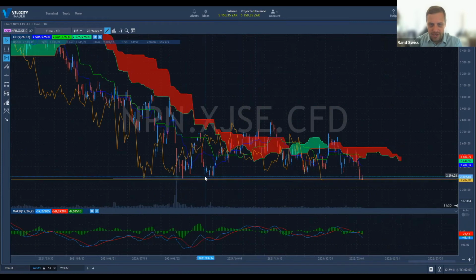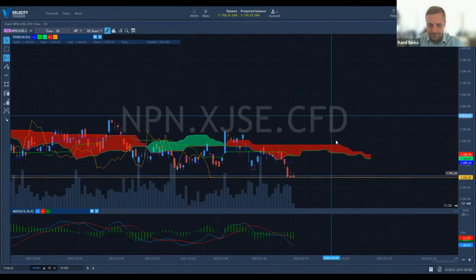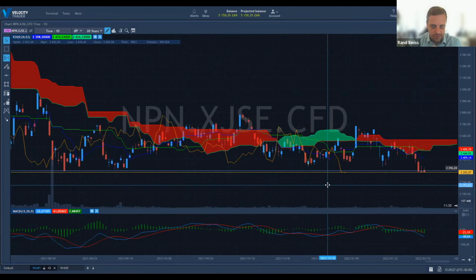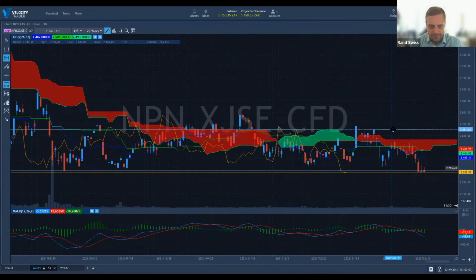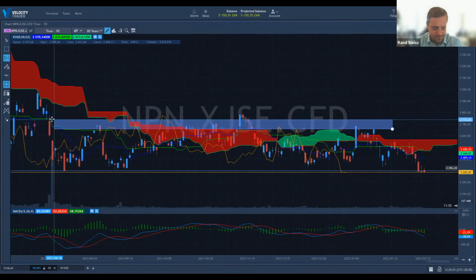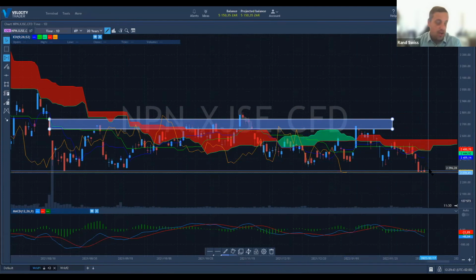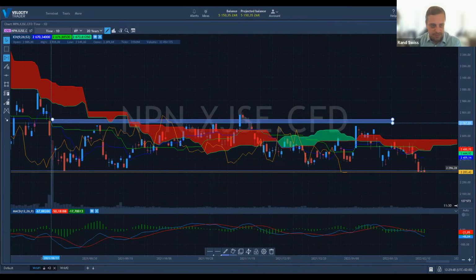But this area seems to hold. It's like Naspers is not really struggling to break below this. So this seems to be a bit of an area of consolidation. But it seems to be stuck in the range. So let's put resistance there, about here. So this is since last year, August. Naspers has been stuck in this range. It's now at the bottom of this range.